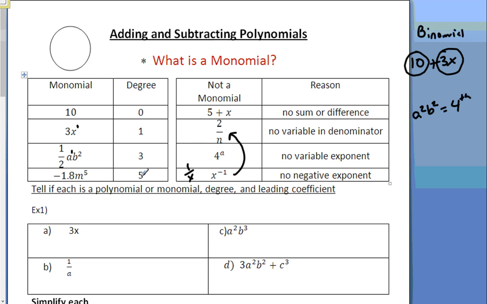Okay, so that one was a degree 5 because it was a 5th power. That was a degree 3 because it's a first power and a second power, which adds up to 3. First power and 0 power because that's x to the 0, right?